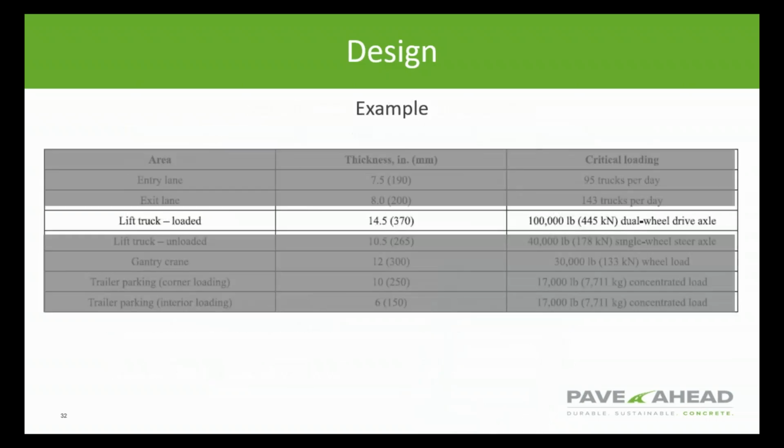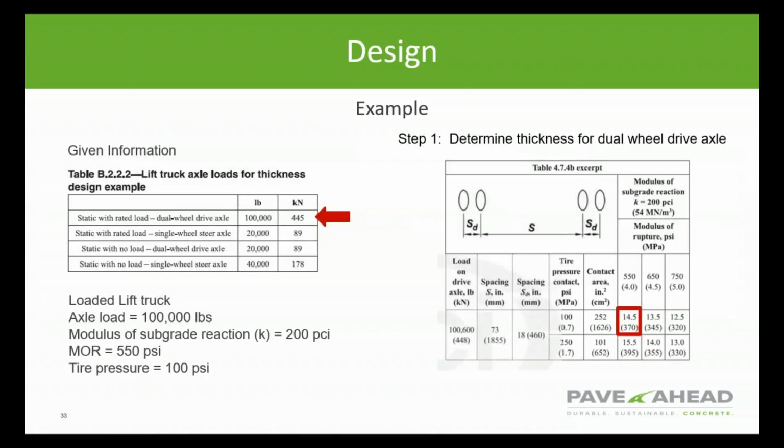So we're going to take a second and look at a design here. Again, this is one example in the back of the appendix. We're going to analyze a loaded lift truck, or a loaded forklift. On the left side of the screen is the given information for our example. This forklift has a dual and a single wheel axle, so we're going to design for both scenarios.